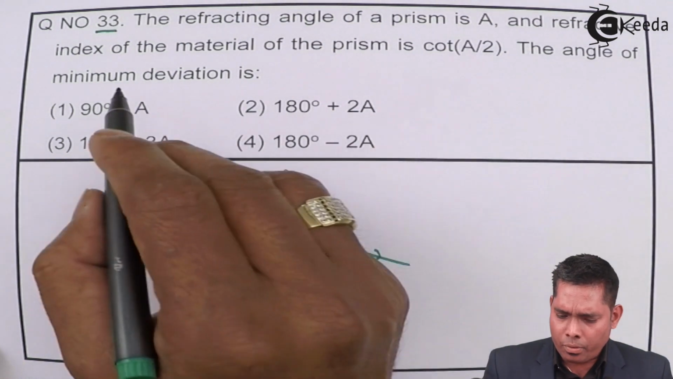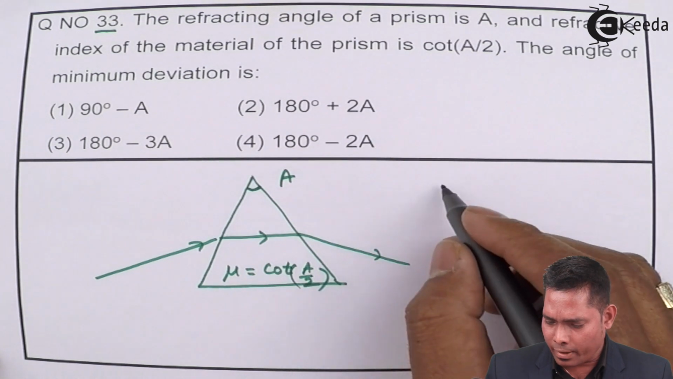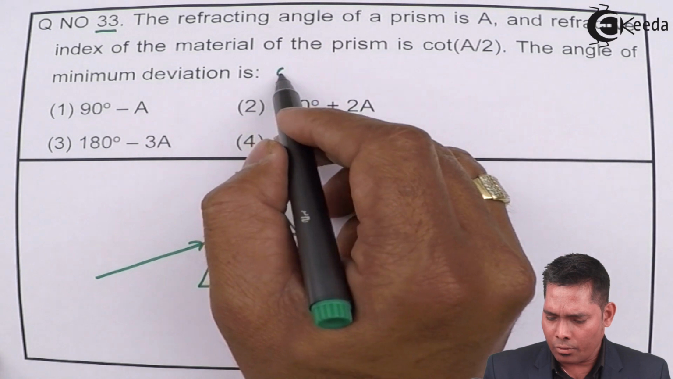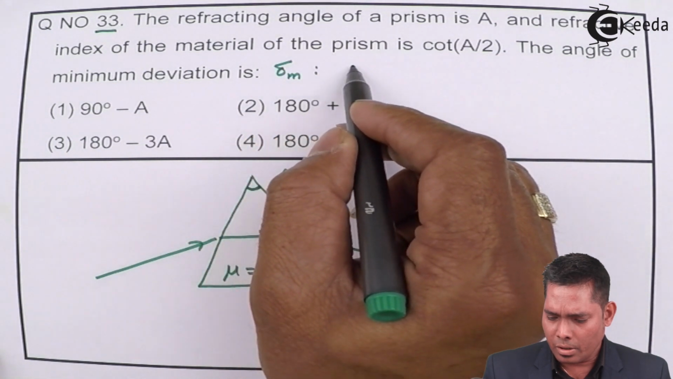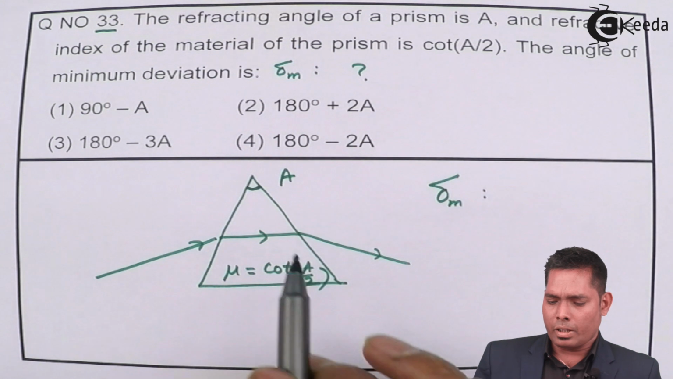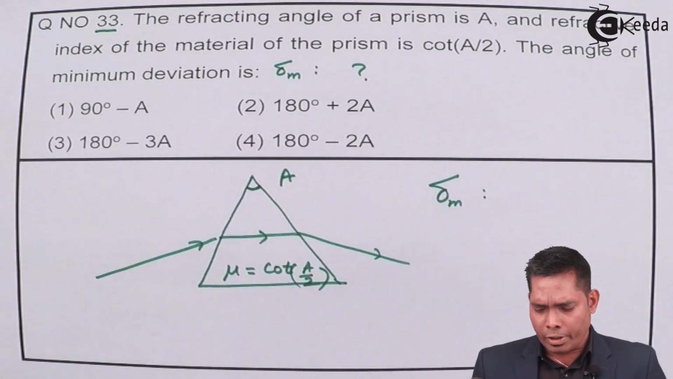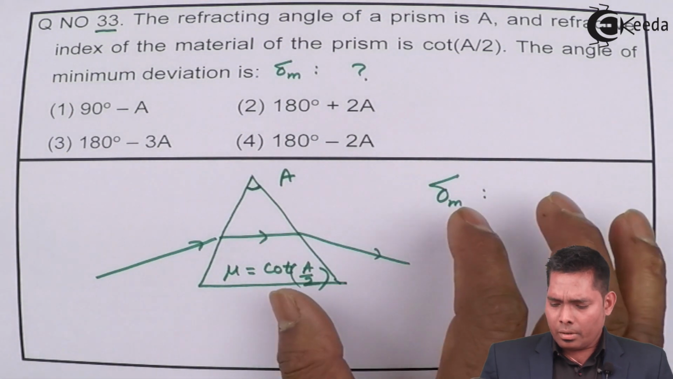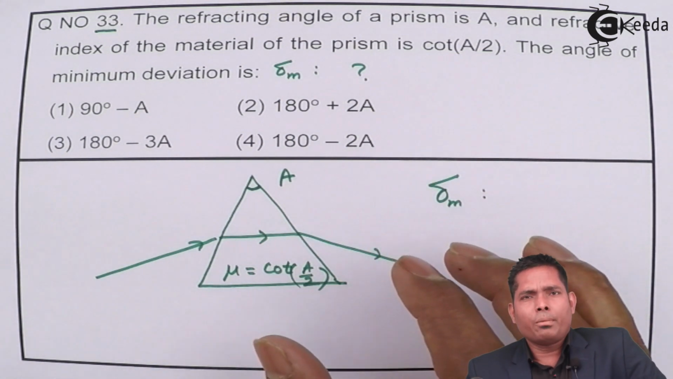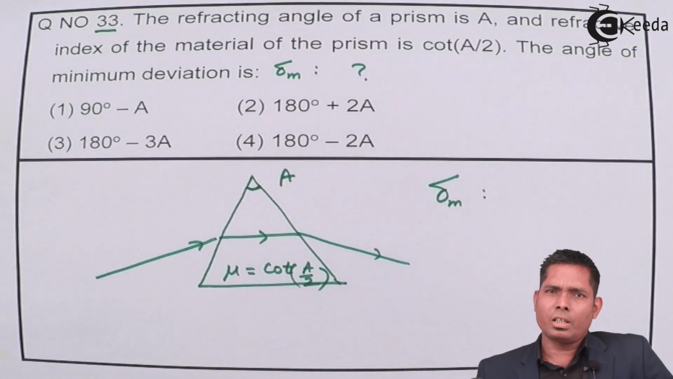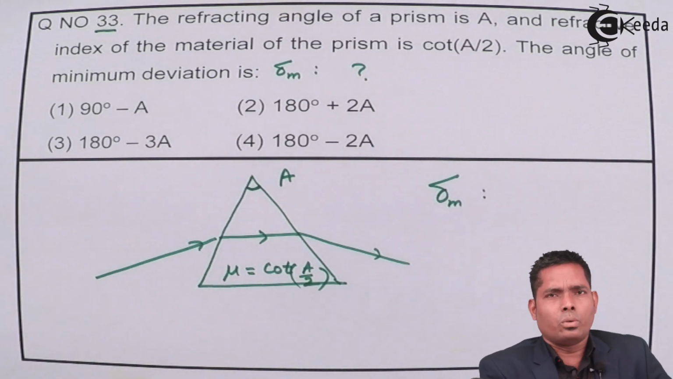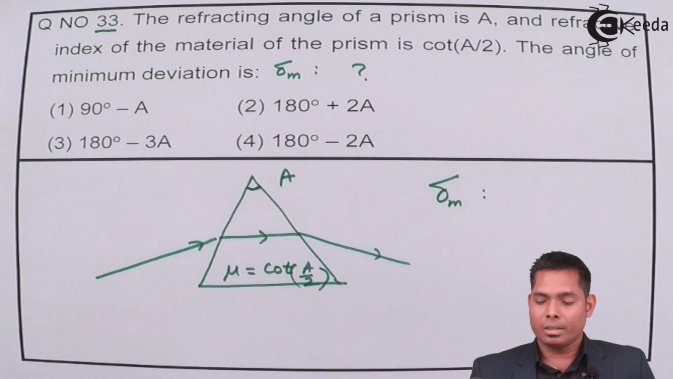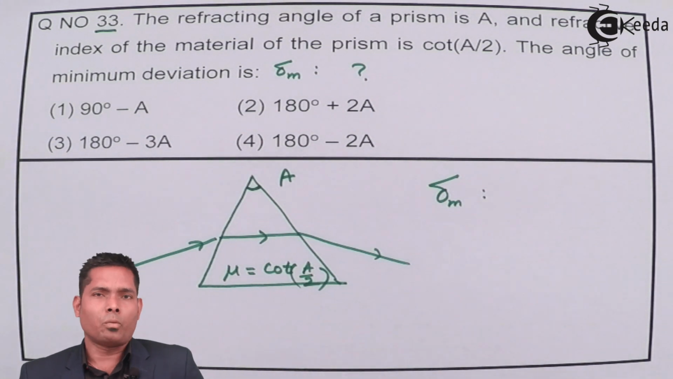The angle of minimum deviation is, we have to find delta m. This stands for the angle of minimum deviation, and you have to find how much it is. There are 4 options given. To find the angle of minimum deviation, we have to think of a formula related to it. The angle of minimum deviation is given by the prism formula.